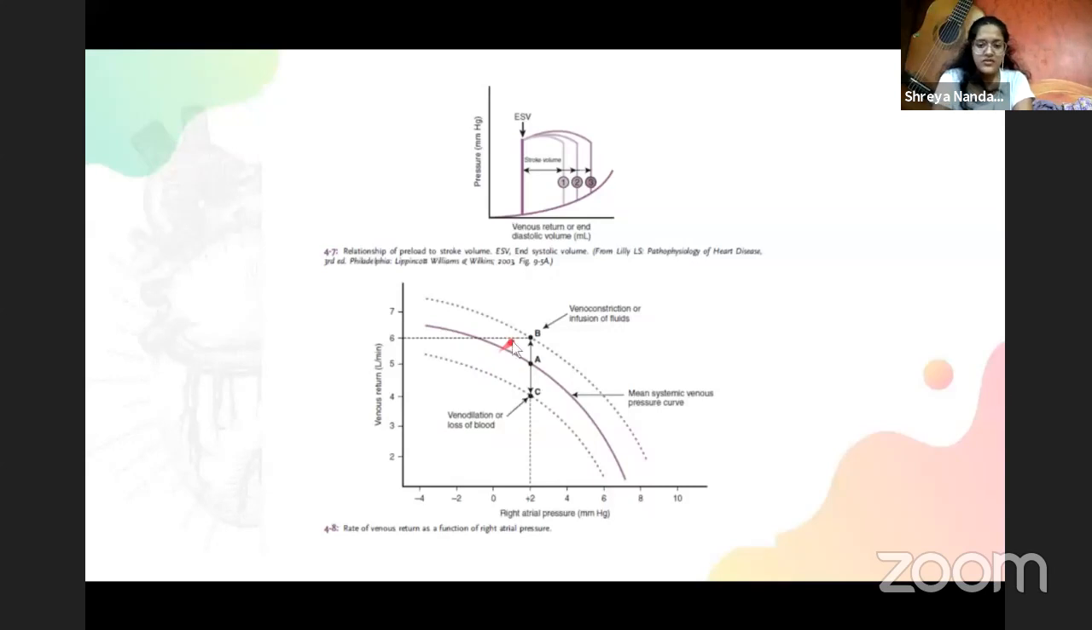Talking about the graph at the top, it compares the pressure along the y-axis with the venous return along the x-axis. As you can see, upon an increase in venous return, with a comparatively smaller increase in pressure inside the chamber, the stroke volume increases. That is, the width of the graph increases. The fact that the change in pressure and volume are not proportional to each other is indicated by the hyperbolic nature of the curve.